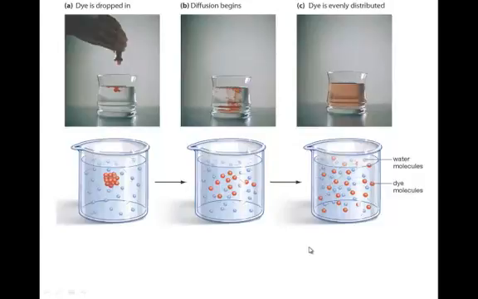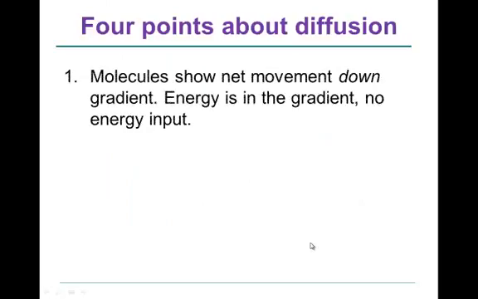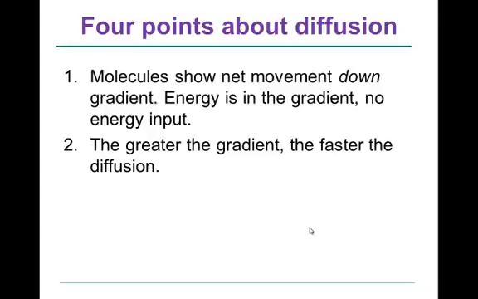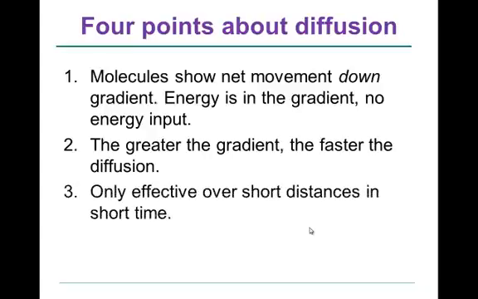There are several points to remember about diffusion in general. Number one is that in diffusion, the molecules show net movement down the gradient, that is, from an area of higher concentration to lower concentration. And so that's the first point to remember. The second point is that the sharper or the greater the gradient, the faster the diffusion. A third point is that diffusion is only effective over a short distance in a short time.